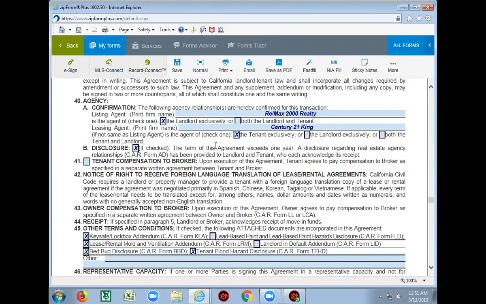But I mean, somebody started challenging that, NAR. So who knows? Down in the future, we may have to collect. If you're representing the buyer, you may be collecting commission from the buyer. I don't know when, but that's residential.